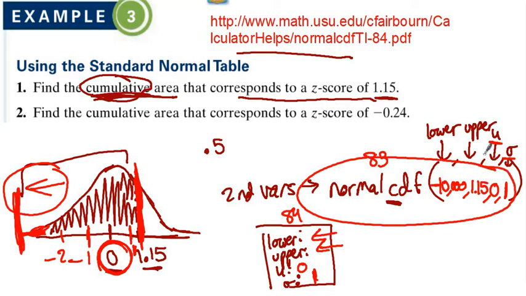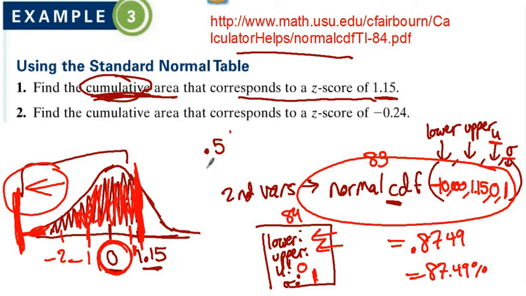Okay, so if you put that information in the calculator, if you put normal CDF negative 10,000, comma 1.15, comma 0, comma 1, and then you should close the parentheses and press enter, you will get the following answer. You'll get 87.8749, which means 87.49% of the area is shaded in right here. Okay, and that kind of looks right. We said it was definitely going to be more than 50, and it's actually quite a bit more than 50. It's 87%.